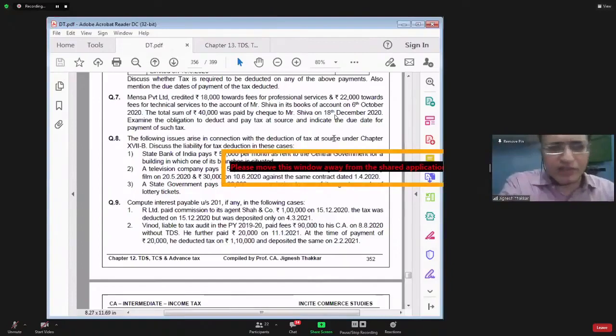Can you tell me what is this 18,000? Fees for professional services. What is this 22,000? Fees for technical services. Yes? Whether the TDS should be deducted or not.